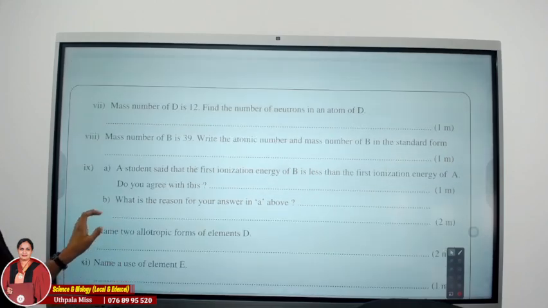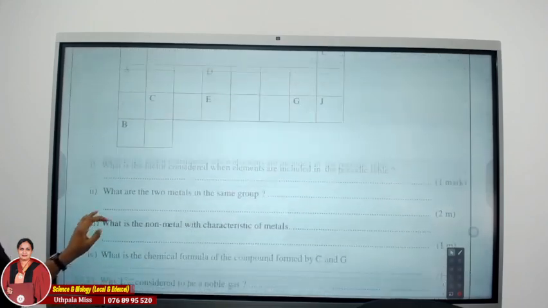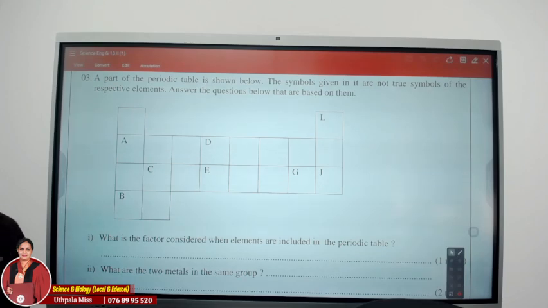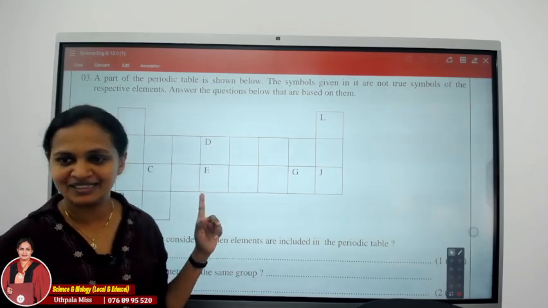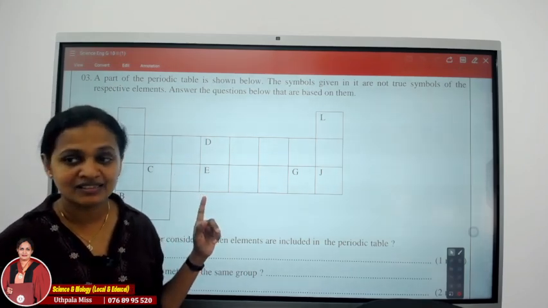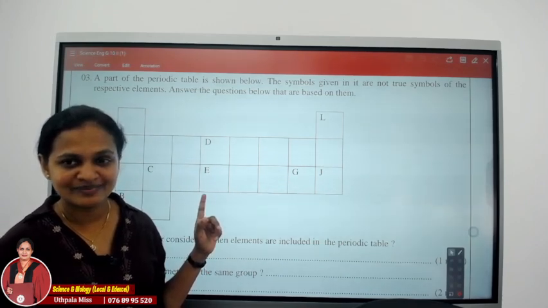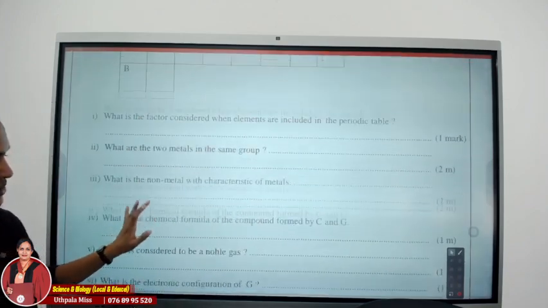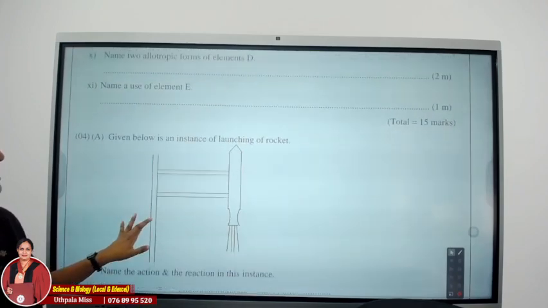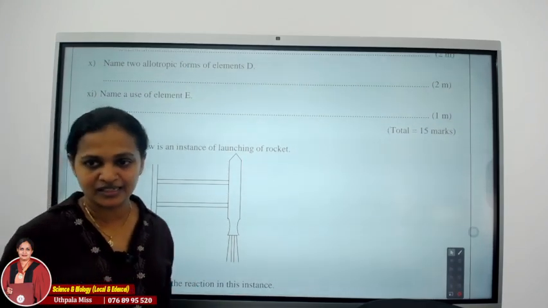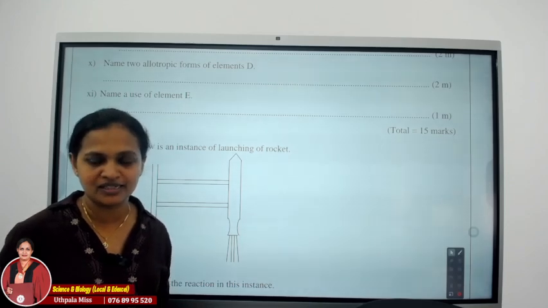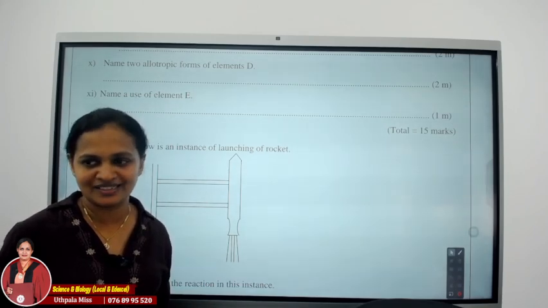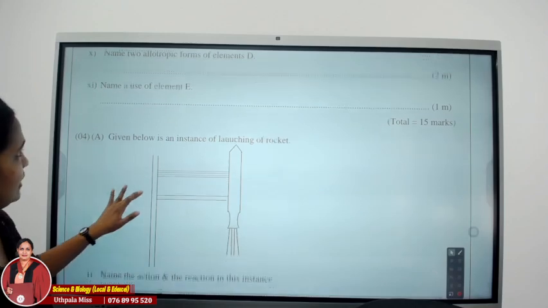Name a use of element E. Where is E? Just below D. What is the element? E is silicon, right? So what is the use of it? It is used to make semiconductor devices, right? Silicon is used to make semiconductors, diodes, transistors. To make those, we can use silicon. That is the end of the third question.